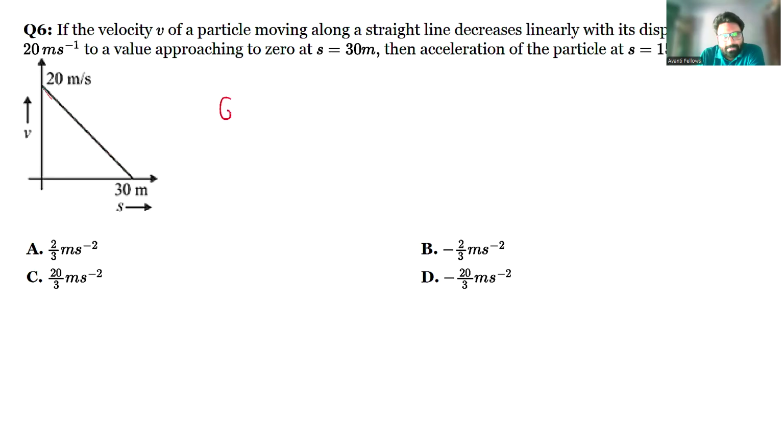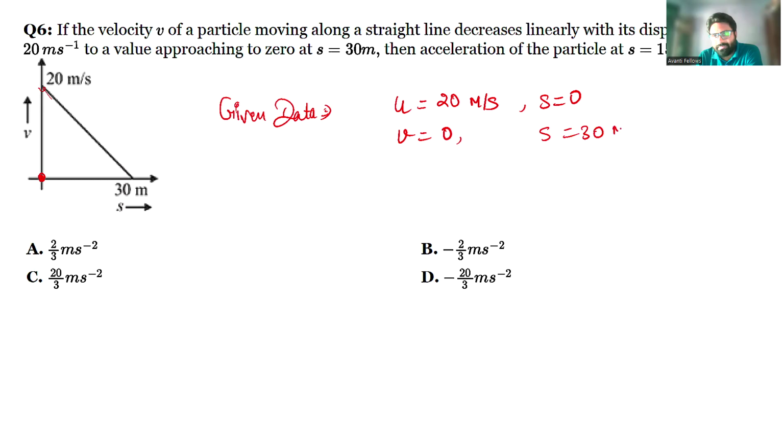So if you write the given data here, initial velocity, let's say represented by u, is 20 meters per second, and final velocity v will become 0. This initial velocity is at which value of displacement? At s equals 0 according to the graph. At s equals 0, what is the velocity? 20 meters per second. And at s equals 30 meters, what is the velocity? 0. So acceleration is being asked of the particle at s equals 15 meters.